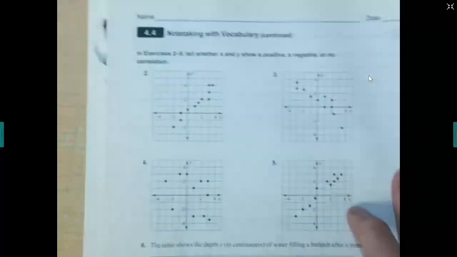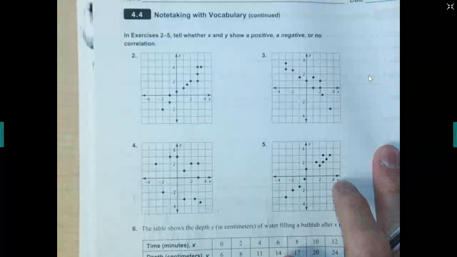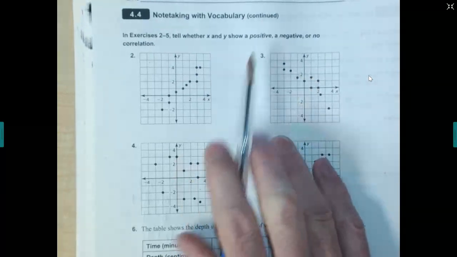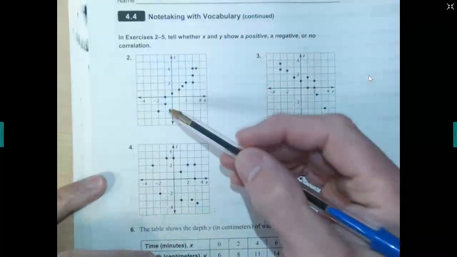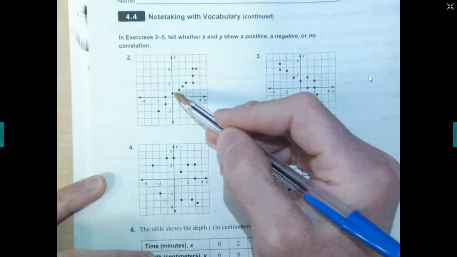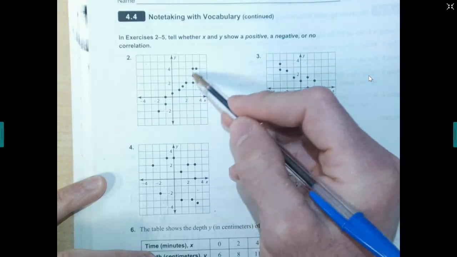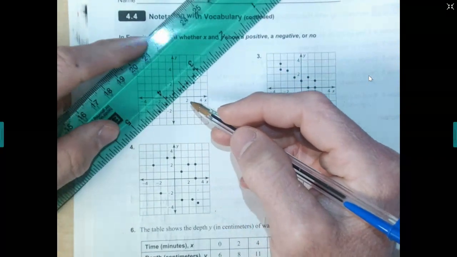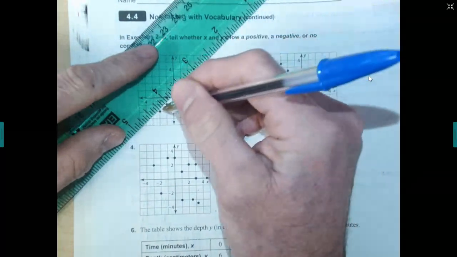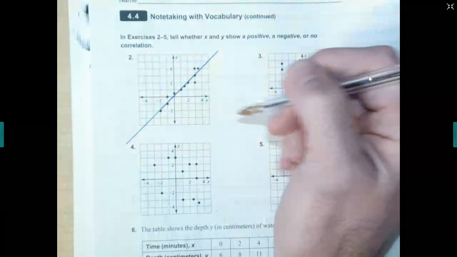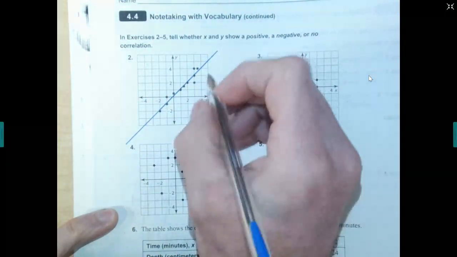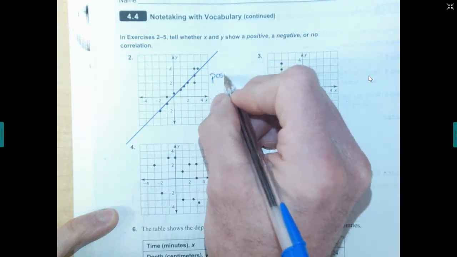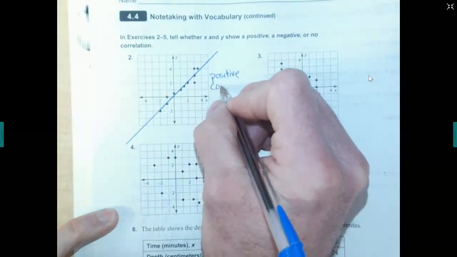All right, turn to page 110. We'll look at these scatter plots. Tell whether x and y show a positive correlation, a negative, or no correlation. So here, all of the dots are pretty much consistently going up. I could draw a line here. I could have some of them above and some of them below, and it stays pretty on. This is a positive slope. So number 2 is a positive correlation.